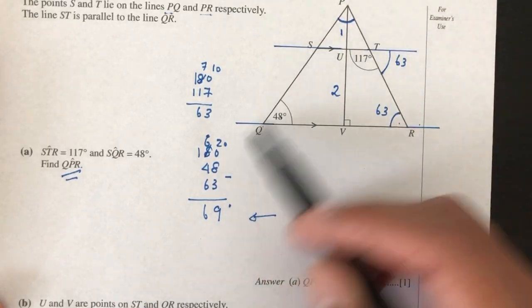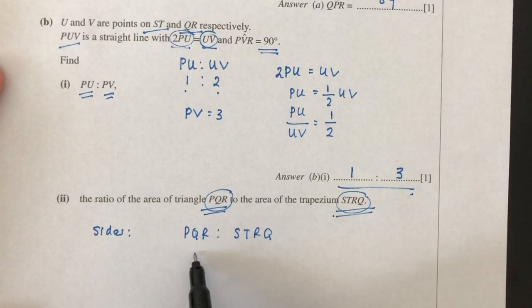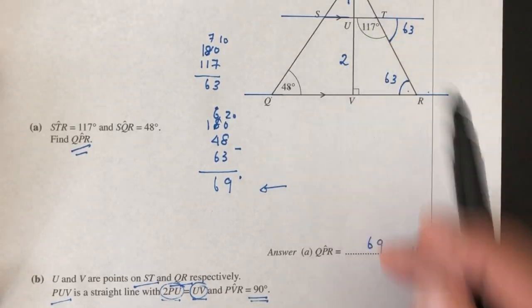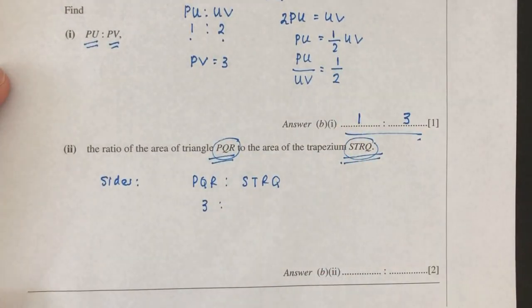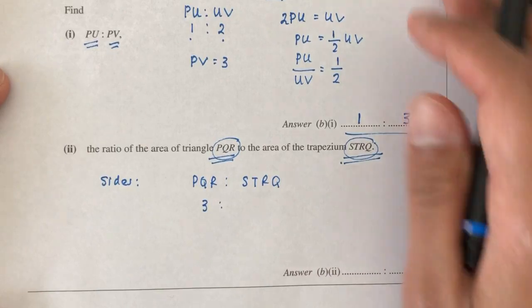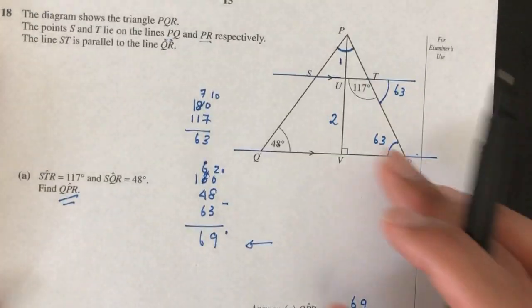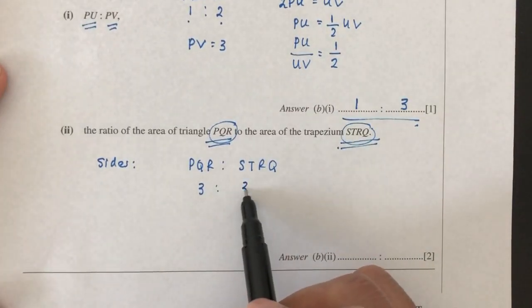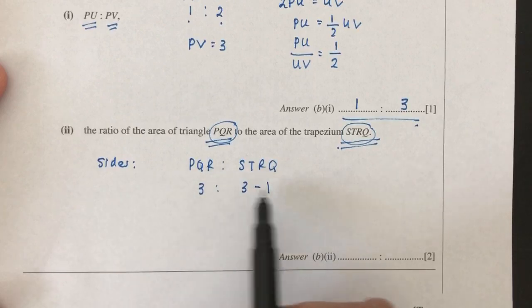So PQR has a height of PV. PV is 3, right? Now for STRQ, the height is only 2. So let's not write 2. Let's write, how do you get 2? You will take 3 minus 1 to get 2. So let's write 3 minus 1. This is for the sides.